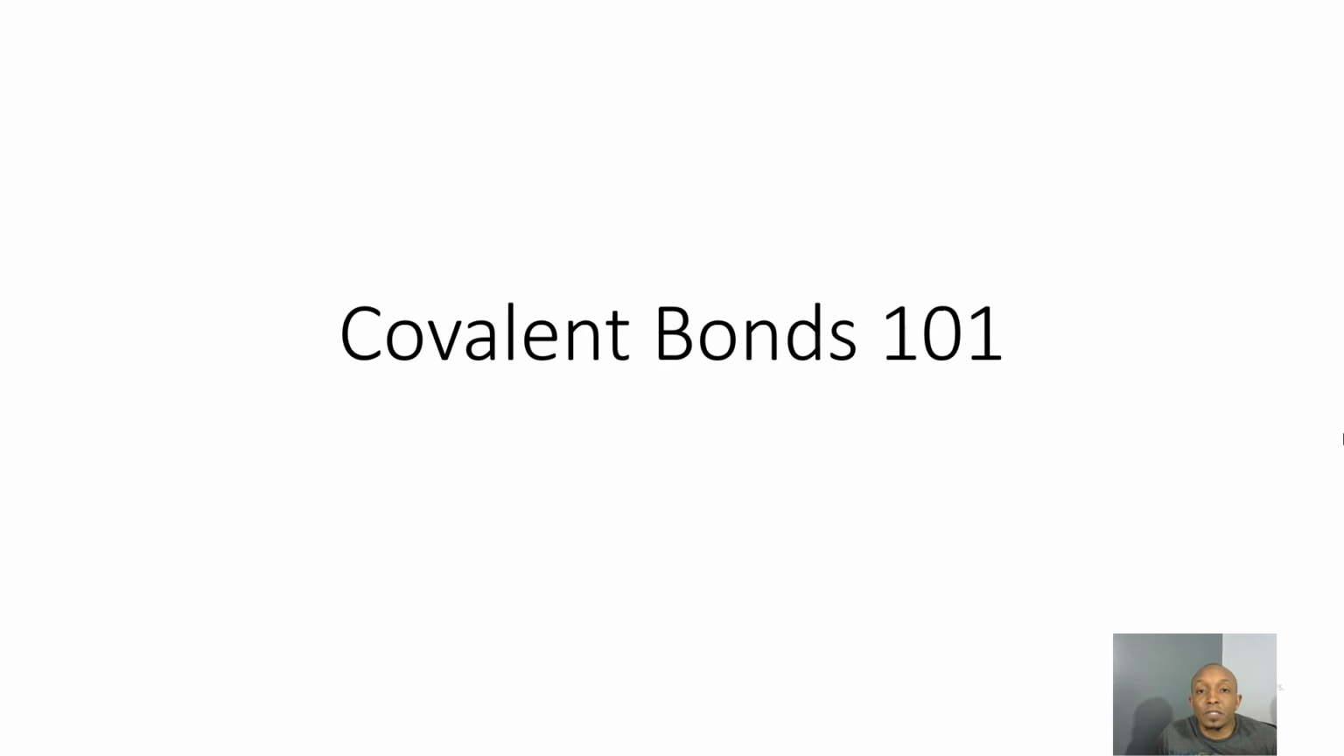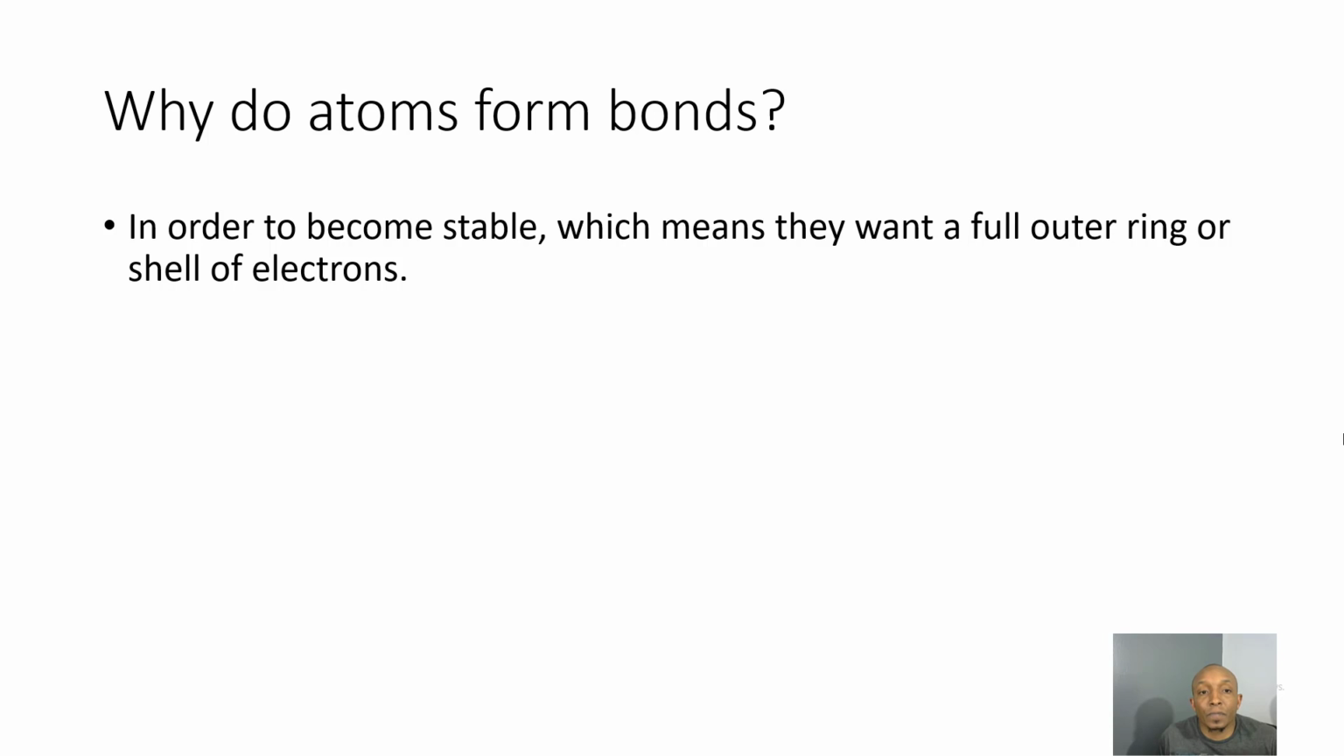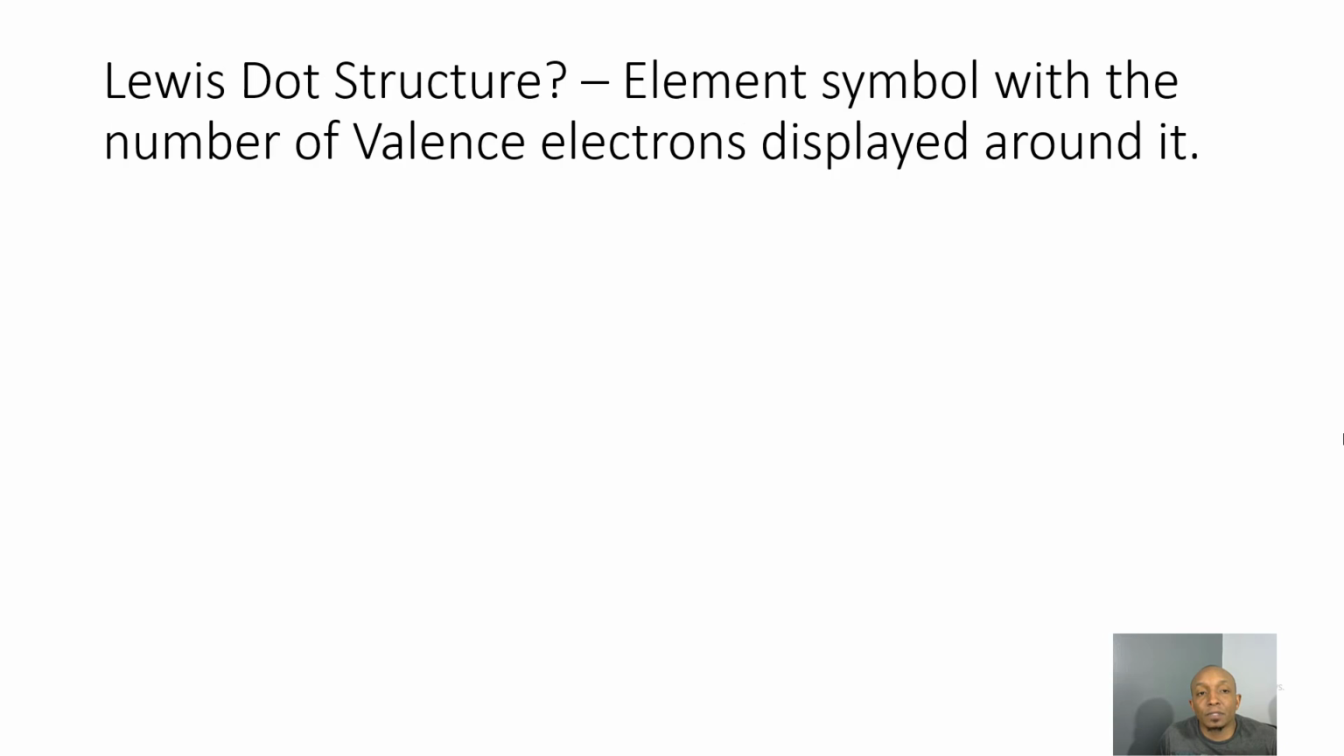And our video today is going to be on covalent bonds. So let's go ahead and get started. First question we want to ask ourselves is, why do atoms form bonds? And our answer is quite simple. Atoms form bonds in order to become stable, which means they want a full outer ring or shell of electrons. So let's explain that more in detail by going through the following topic.